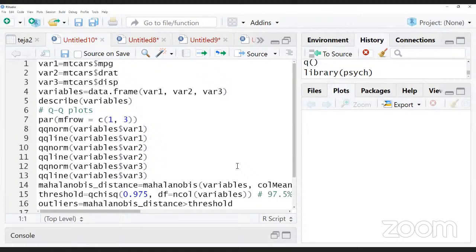Okay. Now is the describe of variables. Variables is the vector, that is the data frame. So when you ask for this describe, then you will get the central tendency.